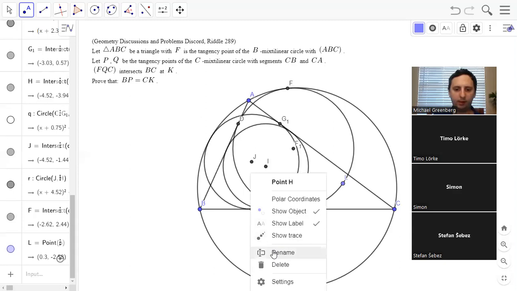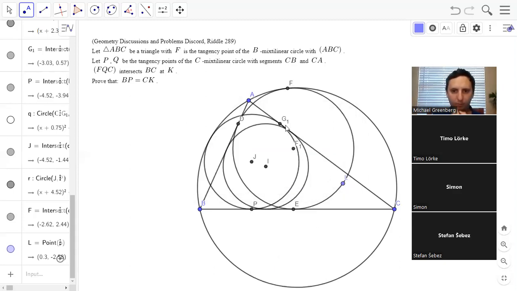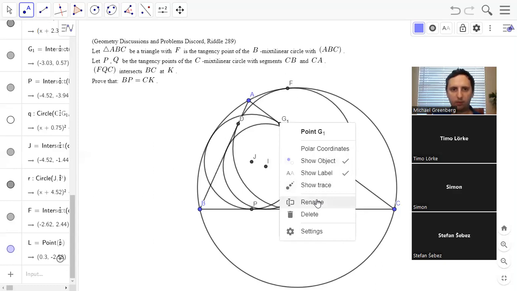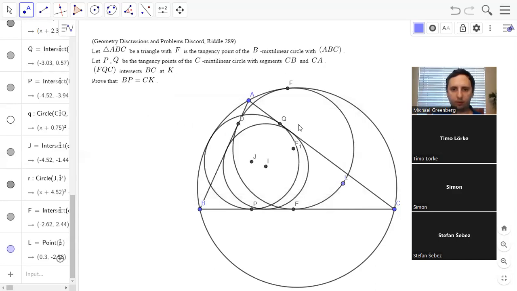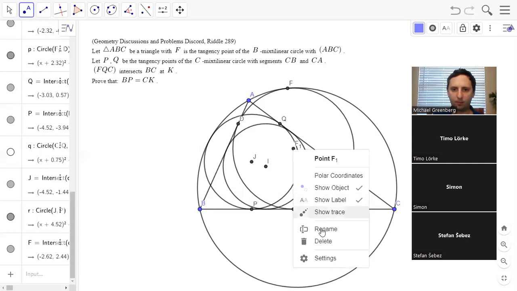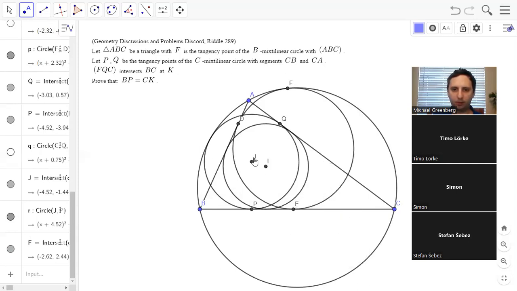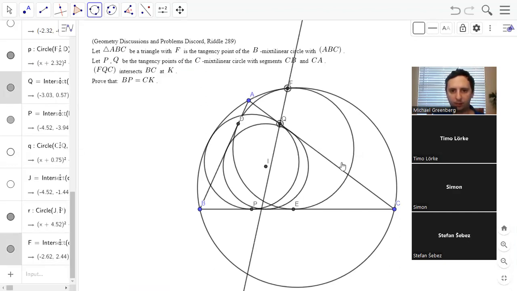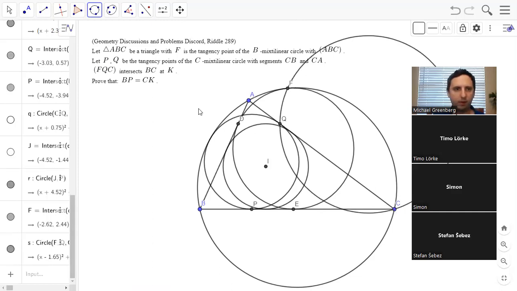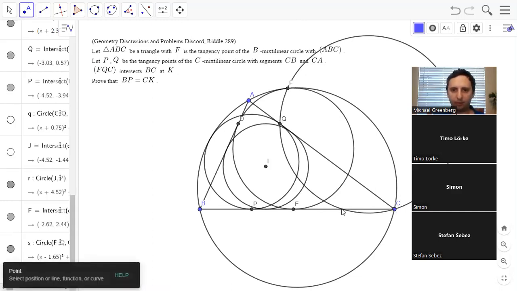So this should be P. And this should be Q. And then we draw the circumcircle of FQC. I'm going to hide this for now. I'll leave the incircle there. So then we draw the circumcircle of FQC. It meets BC at K. And we want to show BP equals CK.